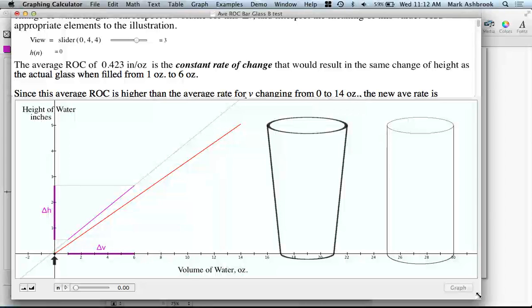So from here to here? No, on the other glass. So I want to represent this new average rate of change as a different bottle. Can I use this one? I don't think so. Ross? It has to be narrower. He wants narrower, because you're going to see a taller accumulation every time. Right. You need a narrower glass now to represent this new average rate, because we're seeing a greater change in height per change in volume.